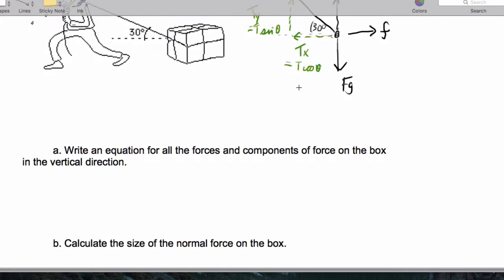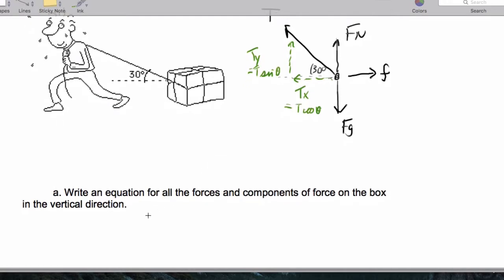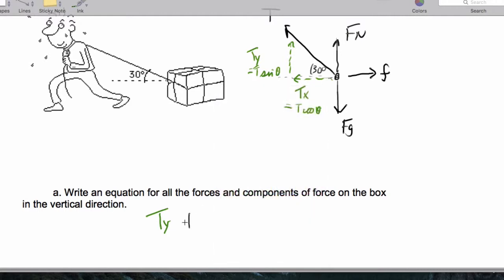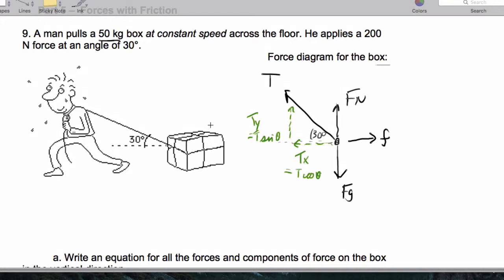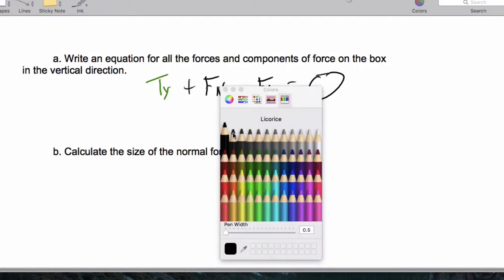So it says write an equation for all the forces and components of force on the box in the vertical direction. So we're going to have Ty pointing up. We have Fn pointing up minus Fg pointing down. And they balance. We know they balance because we're moving at constant speed. And also the other thing is in the vertical direction, we don't leave the floor, just like we did before. Now it says get the normal force on the box.